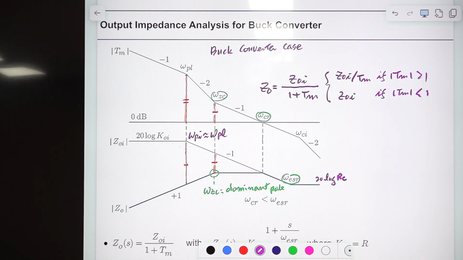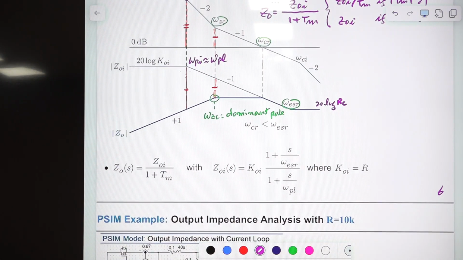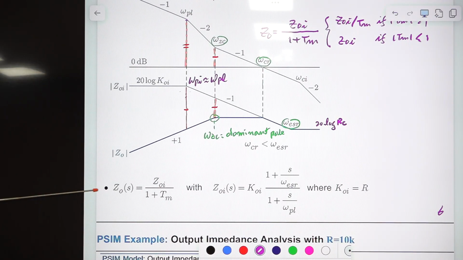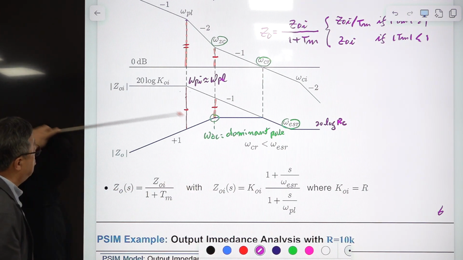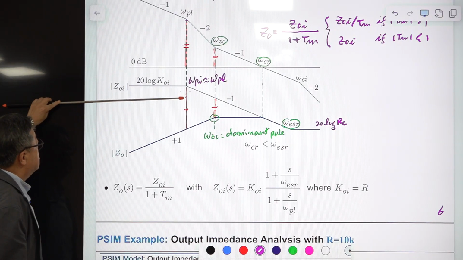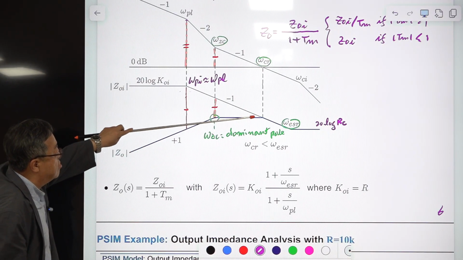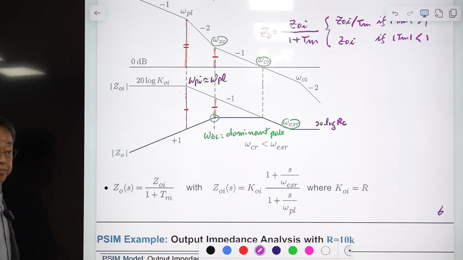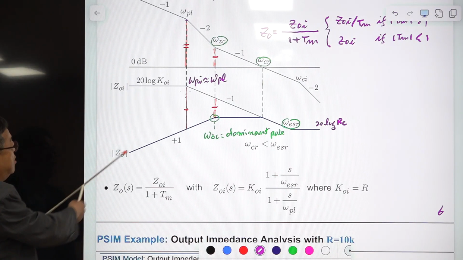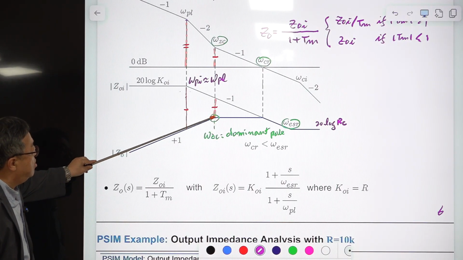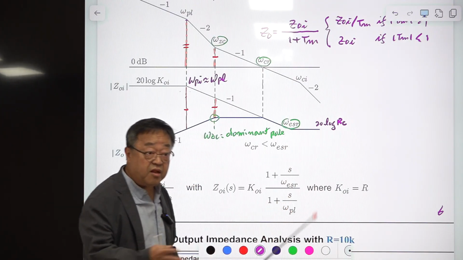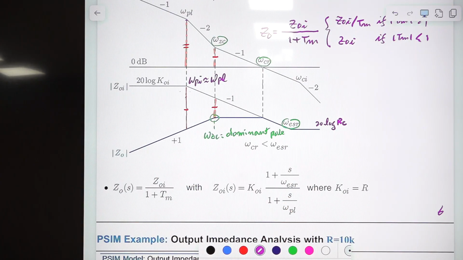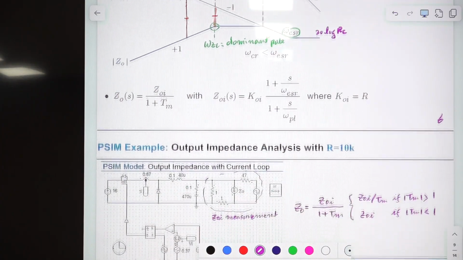Then this is the expression. GOS is this one, and this is the equation of this. We used it to construct this asymptotic plot of GOI, and this is the final result of the asymptotic construction of output impedance. So we know this equation because this is plus one slope and one pole, another pole, and the zero is coming later. So everything is very simple and clear.